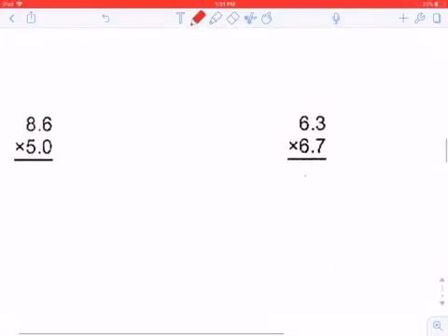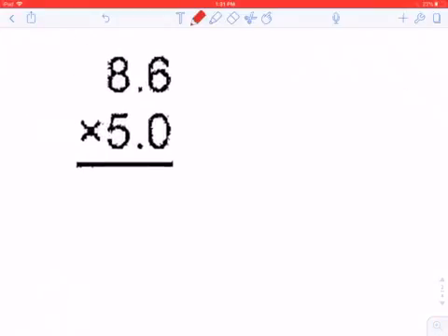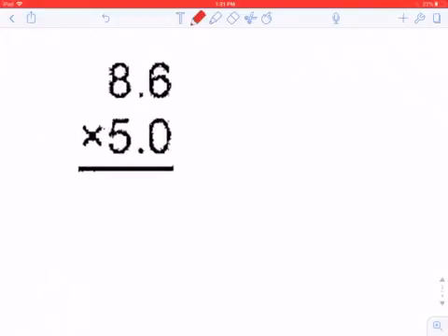All right, let's do one more, and then we will call it good. So here we're going to ignore the decimals for a second, pretend they're not there. I'm going to start in the ones place. 0 times 6 is 0. 0 times 8 is 0. That was easy. Now I'm multiplying by the tens place. So I need to make sure that I start in the tens place, and I'm going to do that by putting something in the ones place to keep me out of it, right? To take up that space.